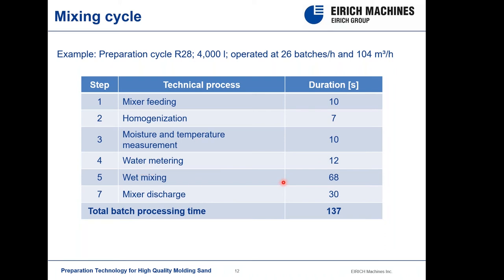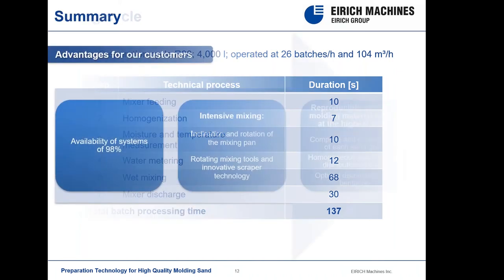Then we have the wet mixing, which is the biggest time here. We're mixing everything, the water and the additives, into the sand. And we have the mixer discharge of 30 seconds. This is giving us a total batch processing time of 137 seconds. So a little bit higher than 2 minutes, we're producing a batch of 3 tons. In this case, we have different sizes of mixers, as we're going to see again a little bit farther.